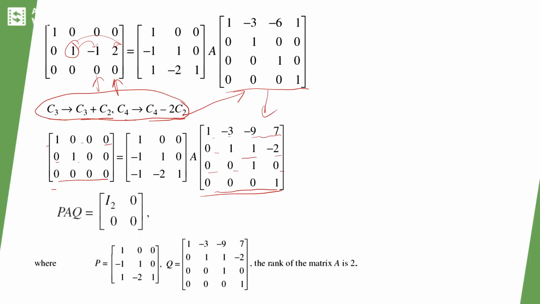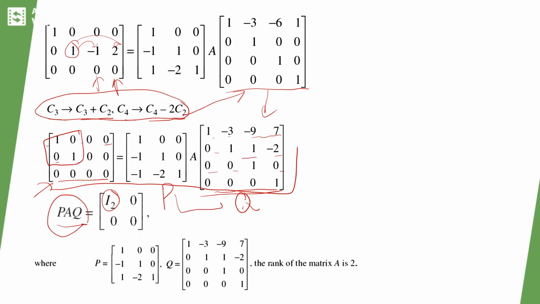So at that stage what we see is that the original matrix A is reduced to the identity form, that is I2, and now this is the normal form of matrix A. So we can say this is P and this is Q. These are two non-singular matrices, and PAQ is the normal form of the matrix. P is [1, -1, 1; 0, 1, -2; 0, 0, 1] and Q is [1, -3, -9, 7; 0, 1, 1, -2; 0, 0, 1, 0; 0, 0, 0, 1]. And here we can also say the rank of that matrix is 2.